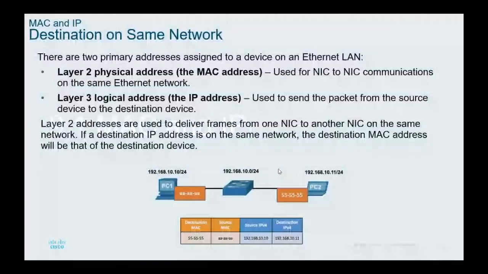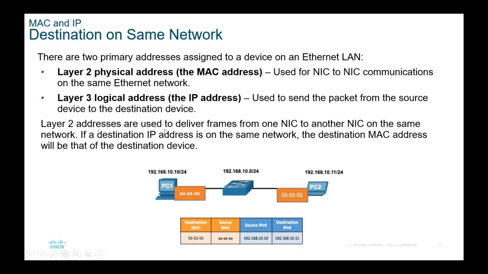MAC and IP address, destination on the same network. There are two primary addresses assigned to a device on an Ethernet LAN. If the device is on the same network, the layer 2 physical address, which is the MAC address, is used for NIC to NIC communication on the same Ethernet network. Layer 3, which are logical addresses or IP addresses, are used to send packets from the source device to the destination device, and it doesn't have to be on the same LAN.